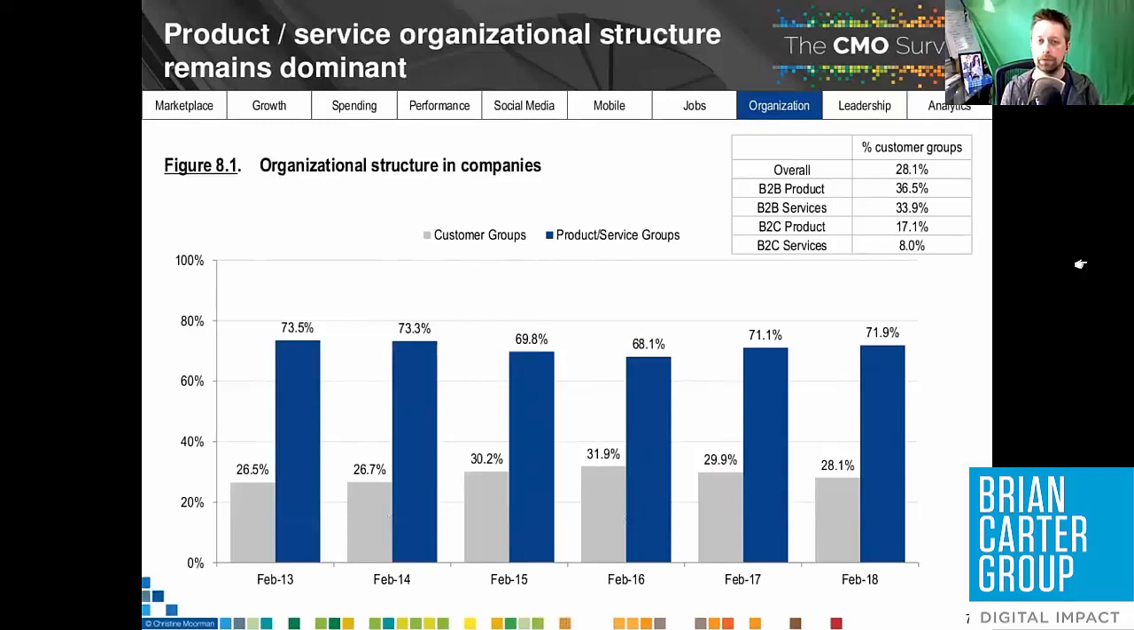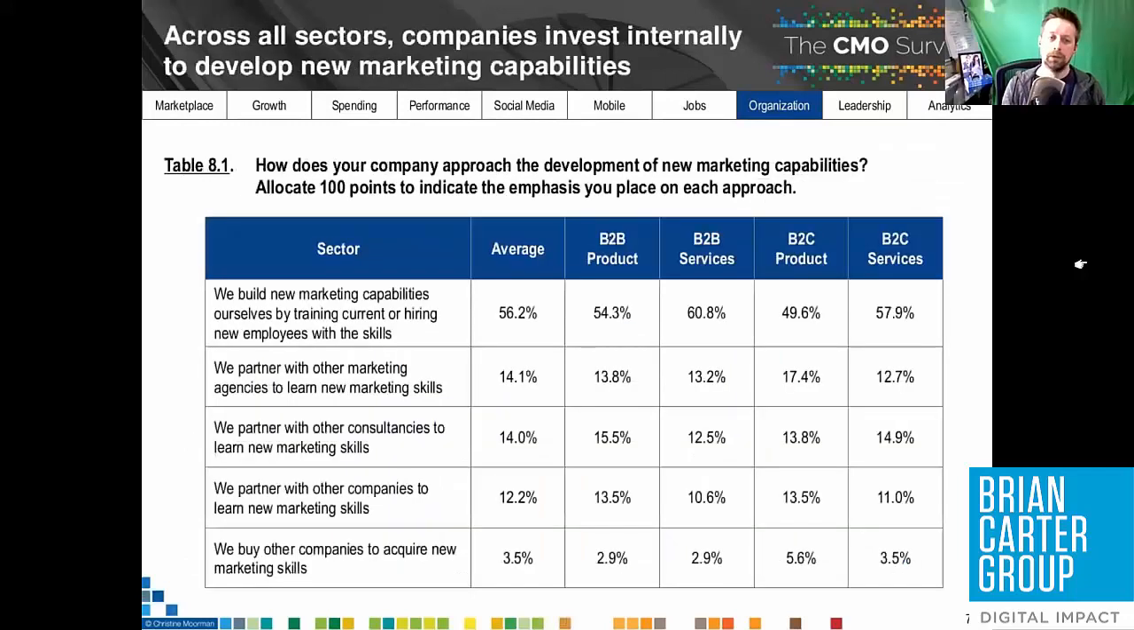Interesting. So the companies are organized around the products and the services. So like Microsoft would have their Microsoft Word group. Interesting. Across all sectors, companies invest internally to develop new marketing capabilities.